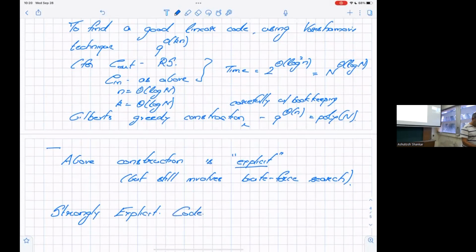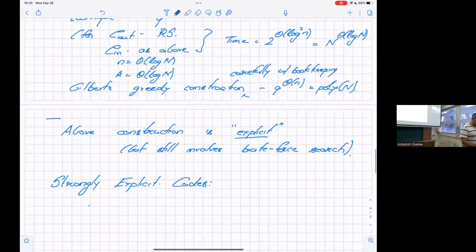Codes. A code is specified by a generator matrix, which is this, an n by k matrix. So far, we said the code is explicit if it's linear and I can lay my hands on the generator matrix in time poly in n. We can ask for something more.